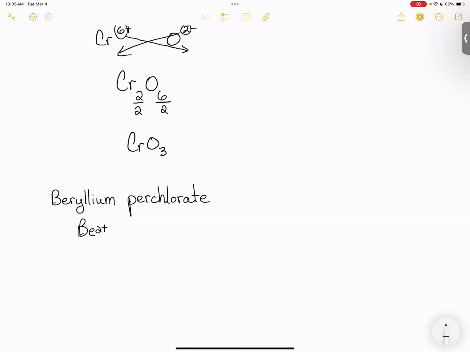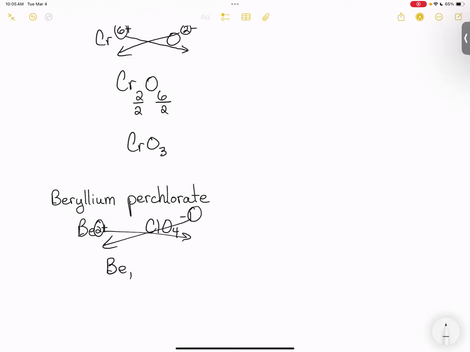Perchlorate. What does the ATE tell me? It's going to be a polyatomic, which you got to know, and that's ClO4 -1. Now we're going to take the numbers and we're going to cross and drop them on the opposing ion. So on beryllium, we're dropping a 1. On chlorate, we're dropping a 2.